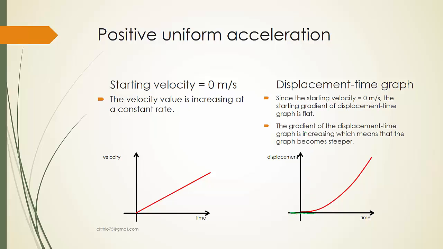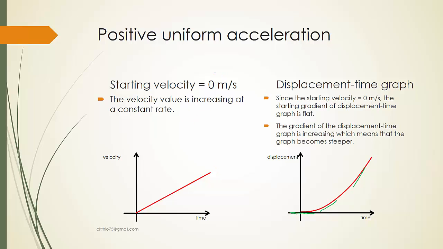But the gradient of the displacement time graph is increasing, as you can see from the graph. You find that it becomes steeper and steeper. So the shape of the displacement time graph would take this form, where it starts at 0 and becomes steeper and steeper.